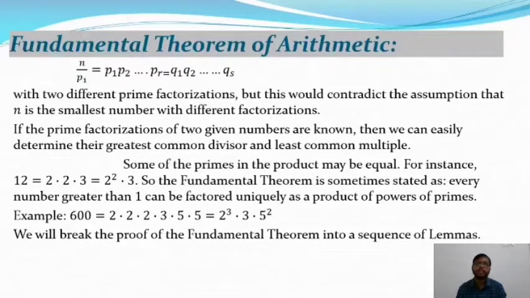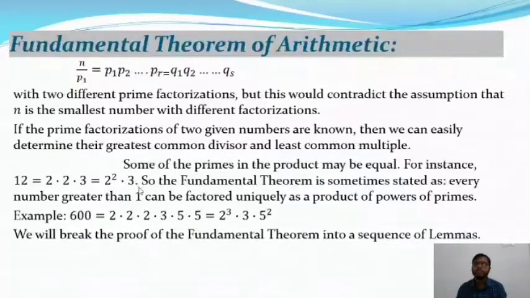Therefore, if the prime factorizations of two given numbers are known, then we can easily determine their greatest common divisor or least common multiple, that is GCD or LCM. Here is an example of the above theorem. Some of the primes in the product may be equal. For instance, 12 can be written as 2 into 2 into 3. These are the factors of 12. It can be written as 2 to the power 2 into 3.